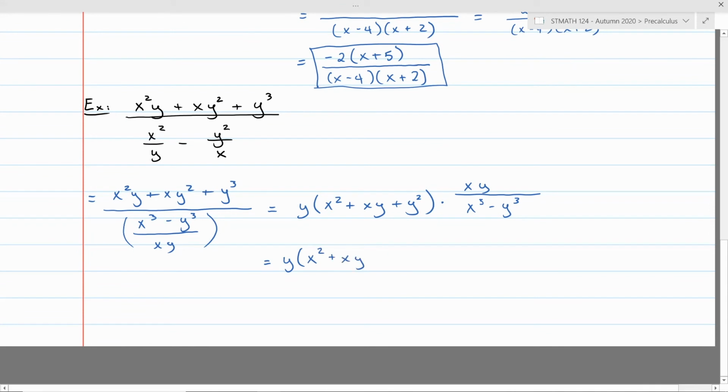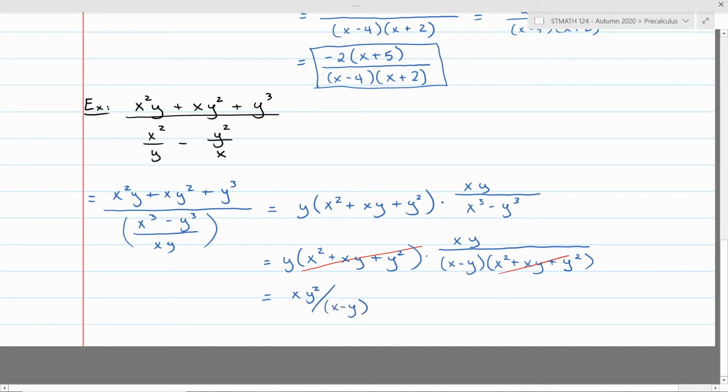I think something good's going to happen because x cubed minus y cubed factors as x minus y times x squared plus xy plus y squared. And I'm seeing something great happening here. This cancels with this. And so what am I left with here? I'm left with xy squared divided by x minus y for the final answer.